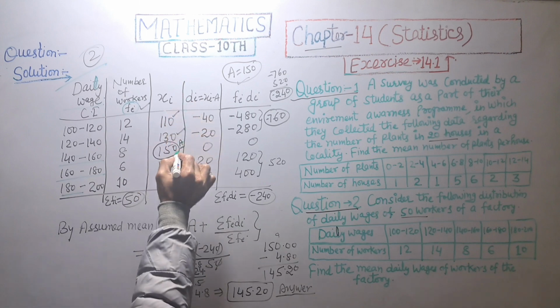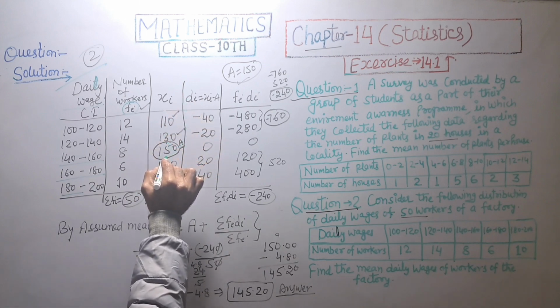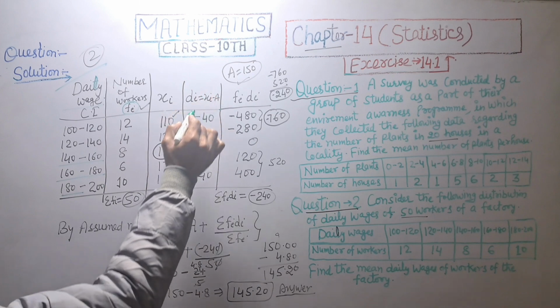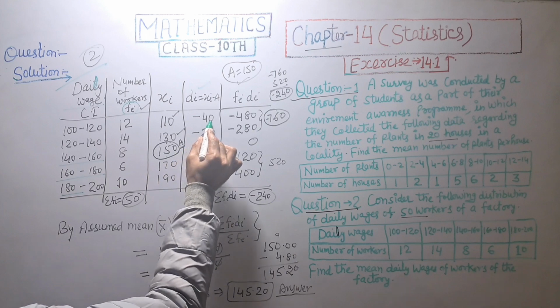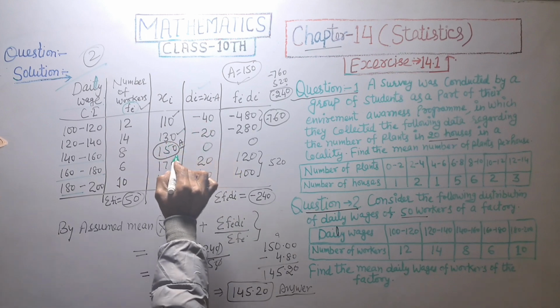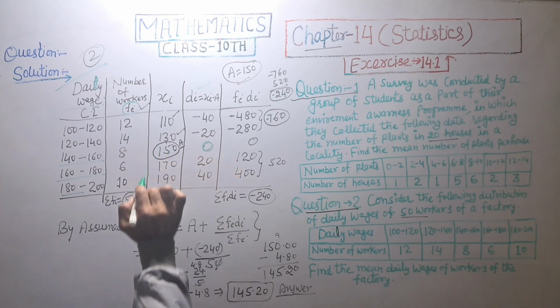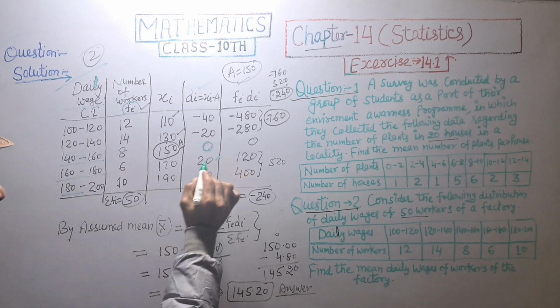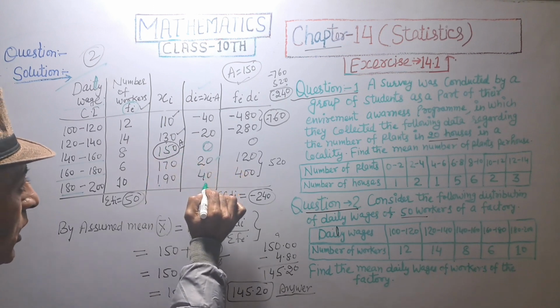So Di. Assume A is equal to 150, Di is equal to Xi minus A. 110 minus 150 is minus 40. 130 minus 150 is minus 20. 150 minus 150 will be 0. 170 minus 150 is equal to 20. And 190 minus 150 is 40.